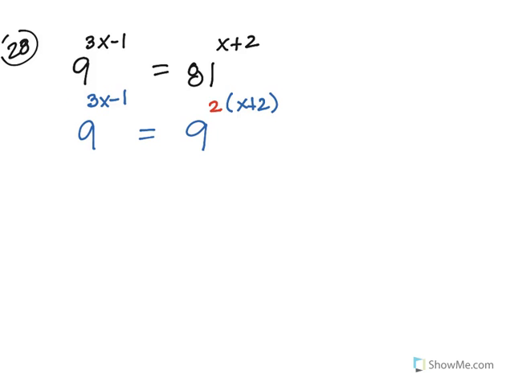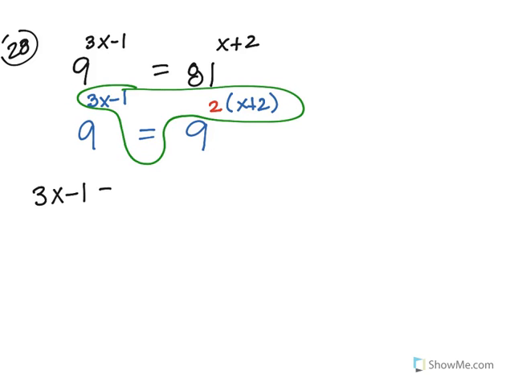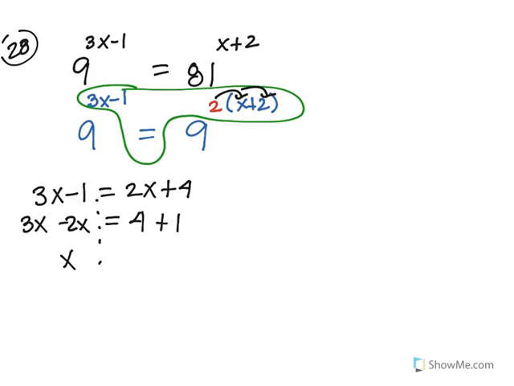Once you have the same base, you just set the exponents equal to one another to solve. So 3x minus 1 will equal 2x plus 4. Keep in mind you're going to distribute. And then you're going to just solve. 3x minus 2x is going to equal 4 plus 1. So x is just 5.